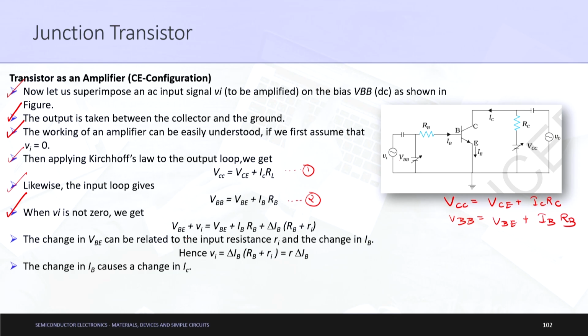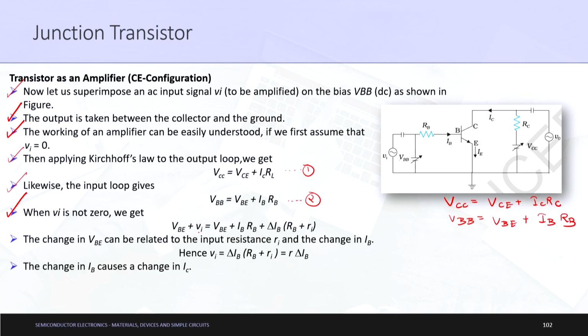So, it will be basically VBE plus Vi is nothing but equal to VBE plus what is Vi? Vi will be nothing but equal to IB RB plus delta IB into RB plus Ri. Okay, try to understand this very carefully. I will try to explain you again.